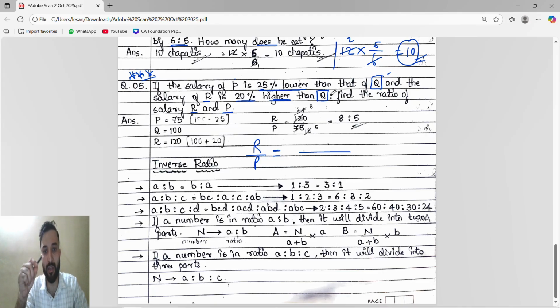And guys, here they are talking about percentage. So percentage means what? Quickly say it, brother. Hey, dear. Percentage means what? 100. Hey brother, percentage means 100.